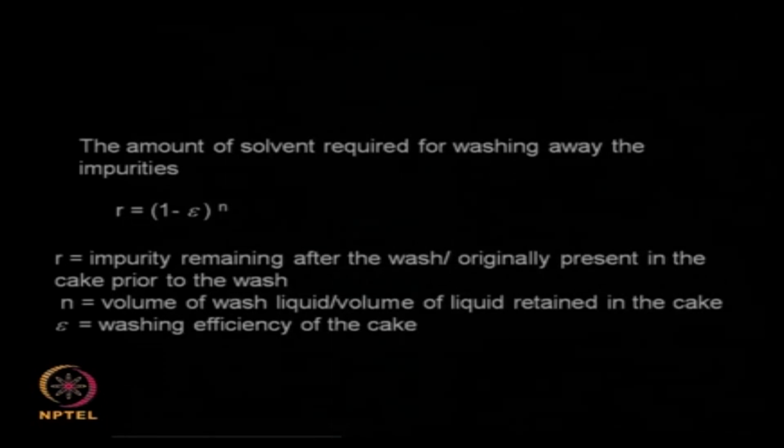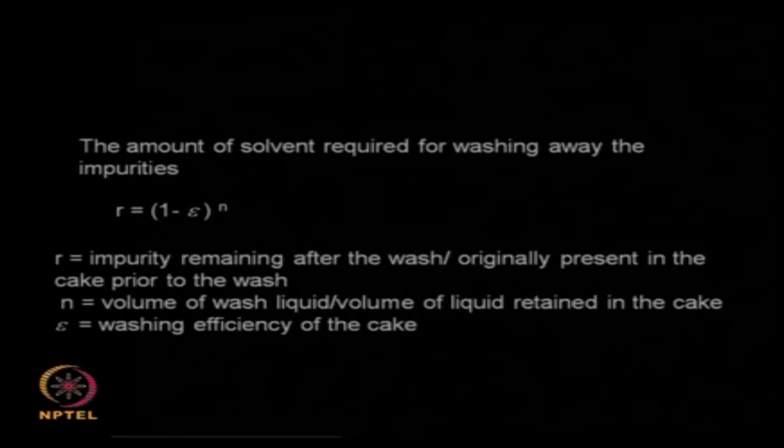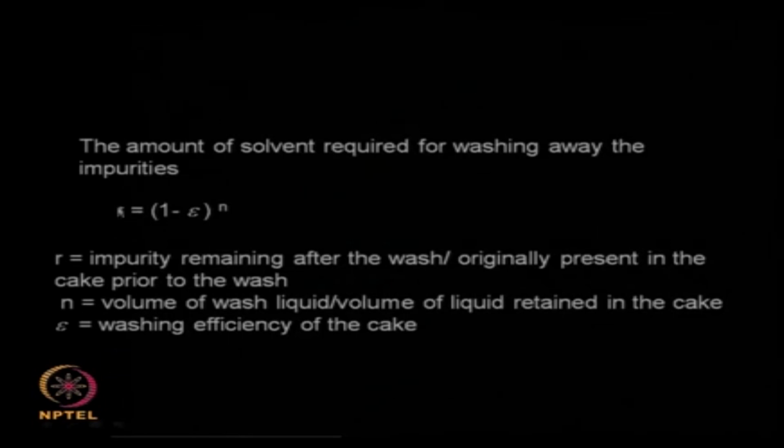Okay. So this relationship says R is the impurity remaining after the wash divided by the impurity originally present in the cake before the wash. R is equal to (1 minus epsilon) raised to the power n. Epsilon is the washing efficiency of the cake. It is a function of the equipment, so generally you can take it as 70%, that means 0.7. Now this is raised to the power of n.